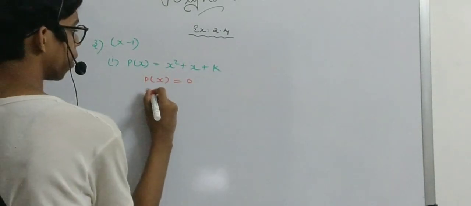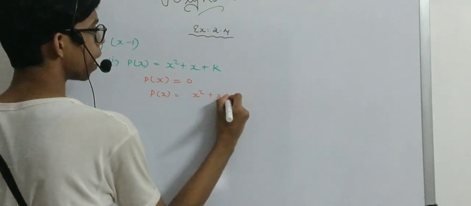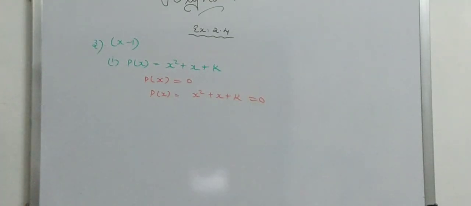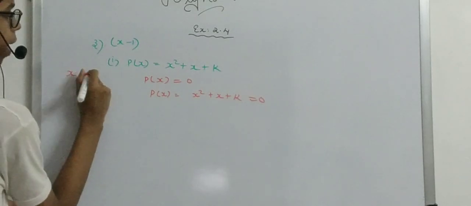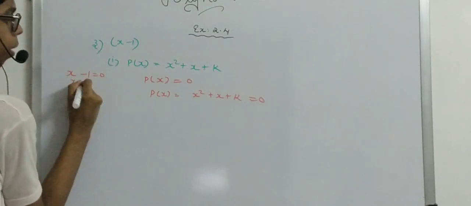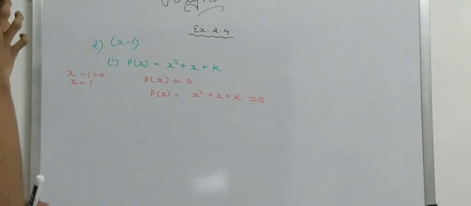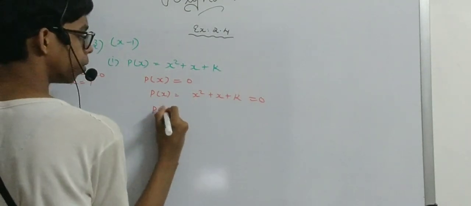Okay, which means that we can write p of x is equal to x square plus x plus k, equal to 0. Now we know x minus 1 is a factor, so we can write x minus 1 is equal to 0. From here we will be getting x is equal to plus 1, isn't it? So from here we can find p of 1.